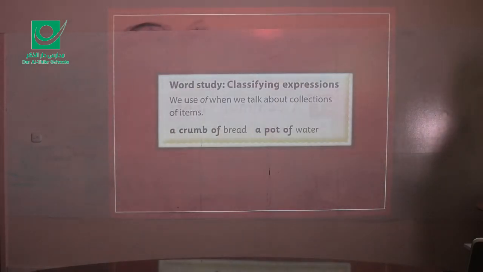So now we go to the word study, classifying expressions. We use these classifying expressions or containers when we talk about collections of items. For example, a crumb of bread, a bowl of water.